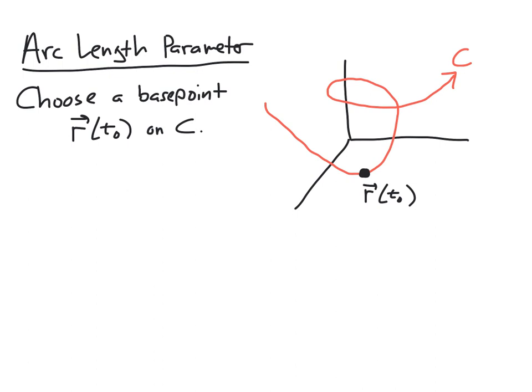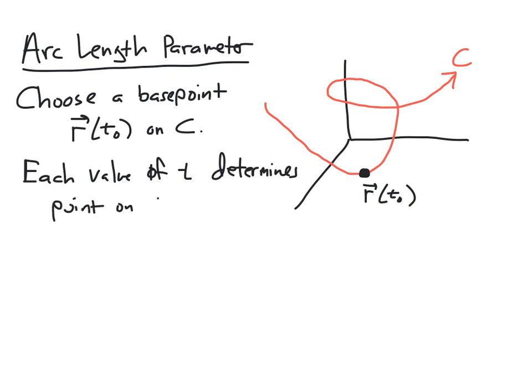So if we think about what a parameter does, this value of t in r of t that gives us this curve, in the simplest breakdown of it, each value of t determines two things. It determines a point on C, and once we have a point on C, it also determines a distance from my base point that I chose. So once I pick any other point t, or r of t, on this curve, then we can compute the arc length of that. And so that distance is a function of the value of t.